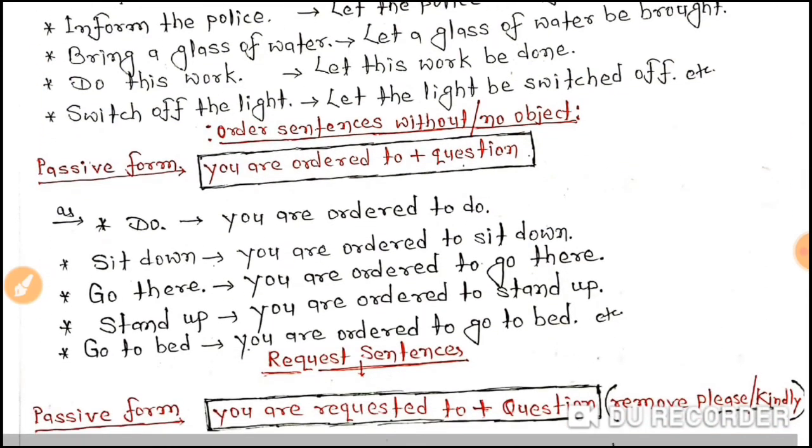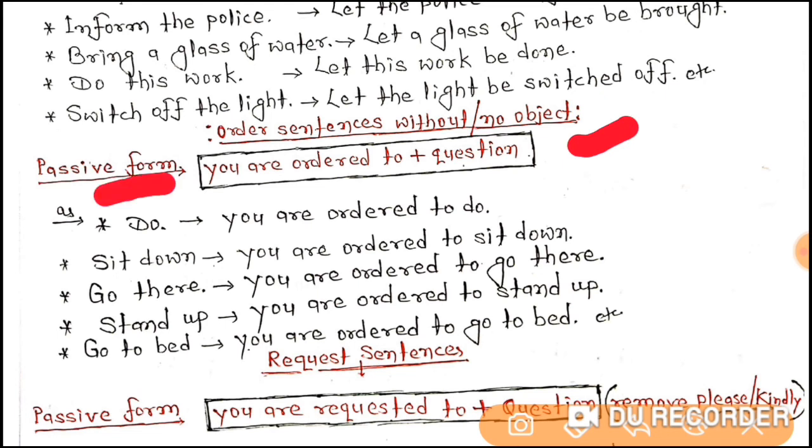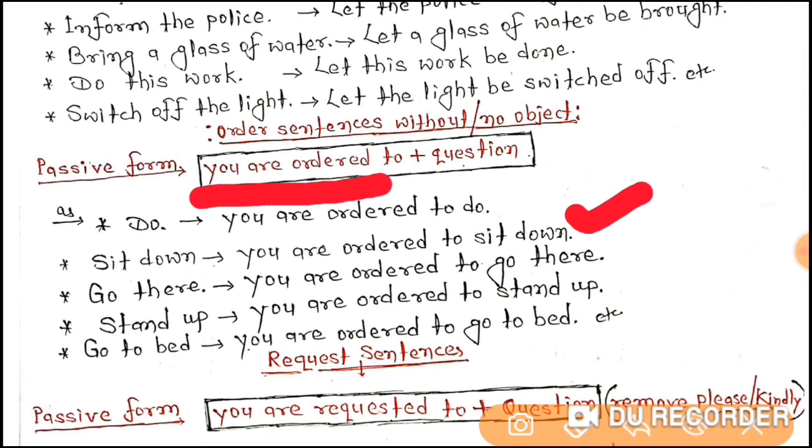Now let's understand some order sentences without object. You have to begin your sentence with you are ordered to, and then the very same question you have to use. So the first sentence is what? Do. So here your passive sentence is you are ordered to do. The next example is what? Sit down. So here you are ordered to sit down. This is very simple, students. What you have to do, you have to use you are ordered to, and then rest of the question you have to use as I am doing here.